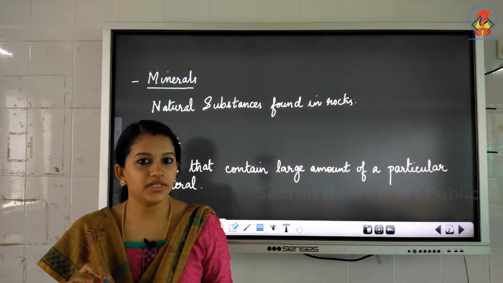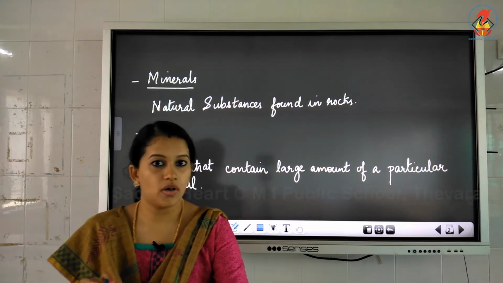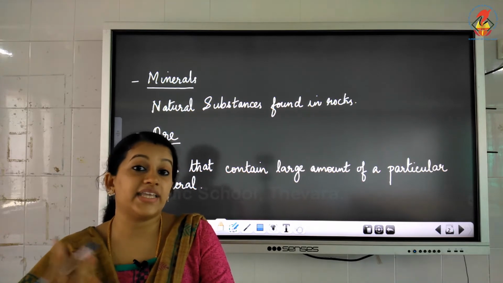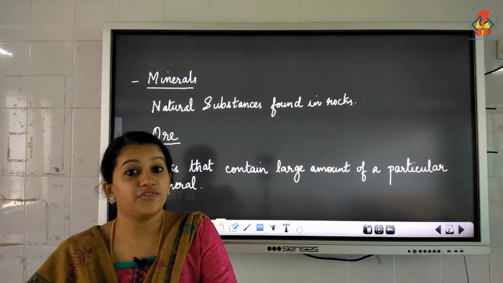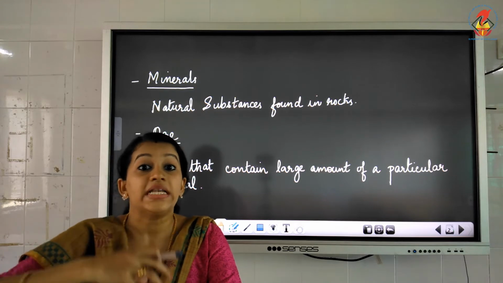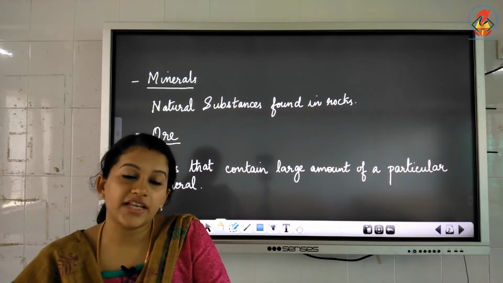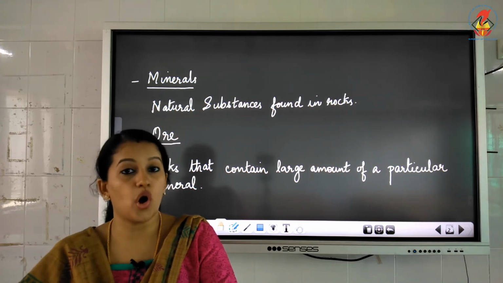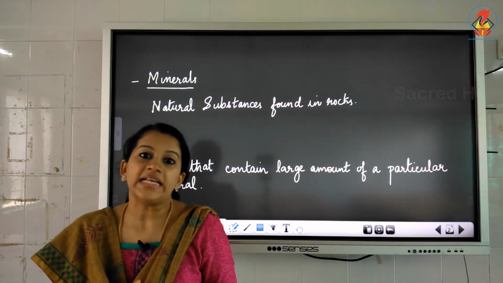Is it clear, children? Then, I told that minerals are found in rocks. Minerals are present in rocks. How can we take these minerals out? We should extract it from the rock, isn't it? We have to take it out from the rocks. So, in order to take it out from the rock, at first we have to take out that rock itself, isn't it? That rock or the ore has to be taken out.